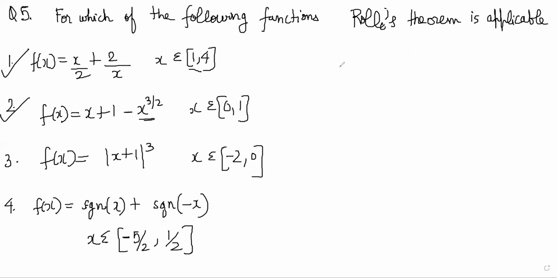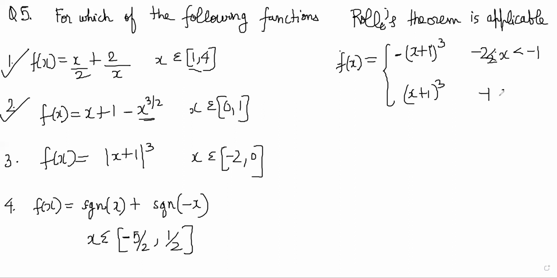So the best would be to just draw the graph, or specify the function properly. Between minus 2 to minus 1, the function will be negative, because mod of x plus 1 will be negative in that region. So it will be minus of x plus 1 whole cube, for minus 2 less than or equal to x less than minus 1. And in the other case, it will be x plus 1 whole cube from minus 1 to 0.